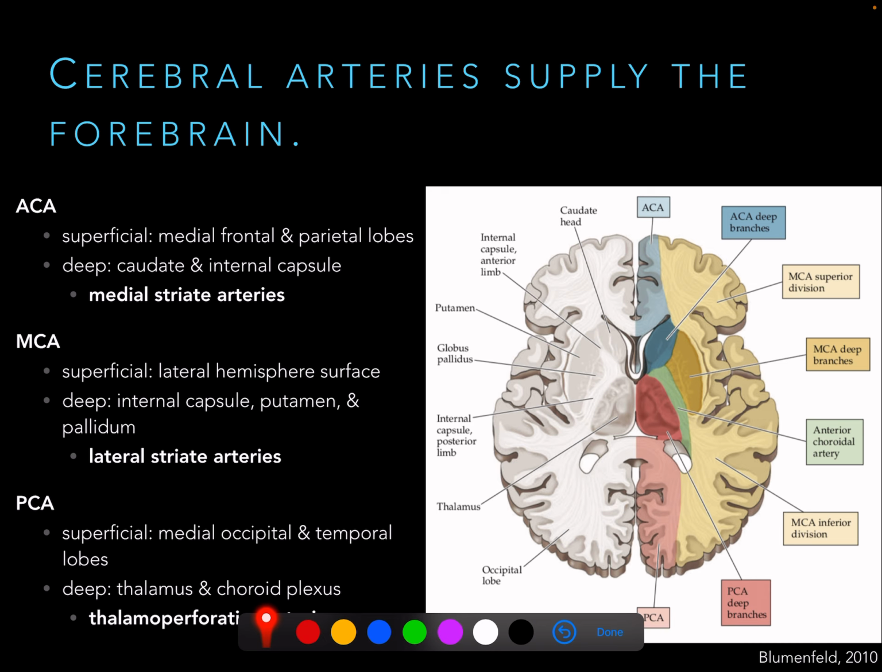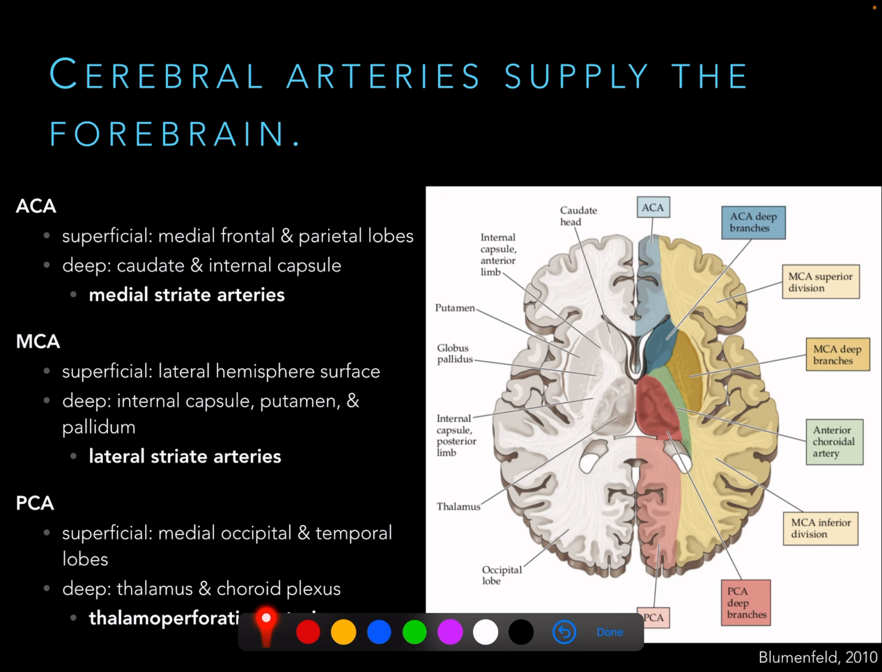The middle cerebral artery branches to form the lateral striate arteries. Notice, slightly more lateral than the deep division of the anterior cerebral artery. The lateral striate arteries serve then similar areas, internal capsule, basal ganglia, but this time dealing more with legs.